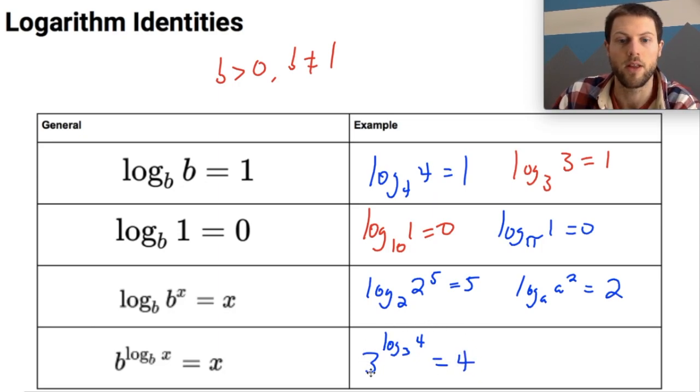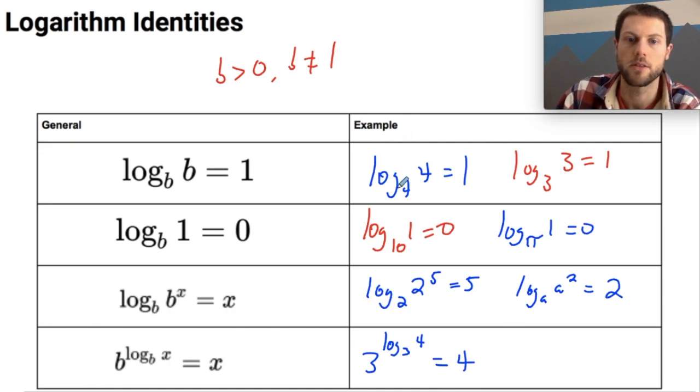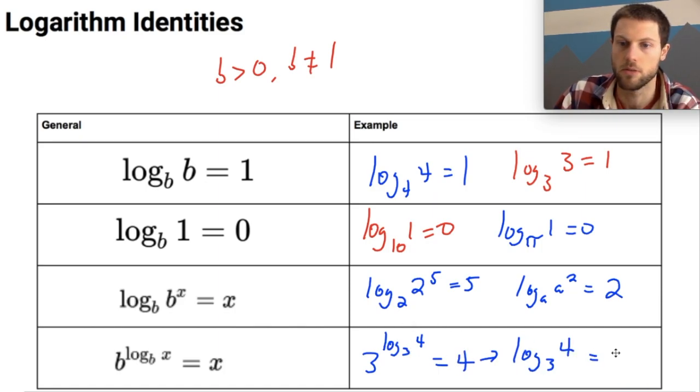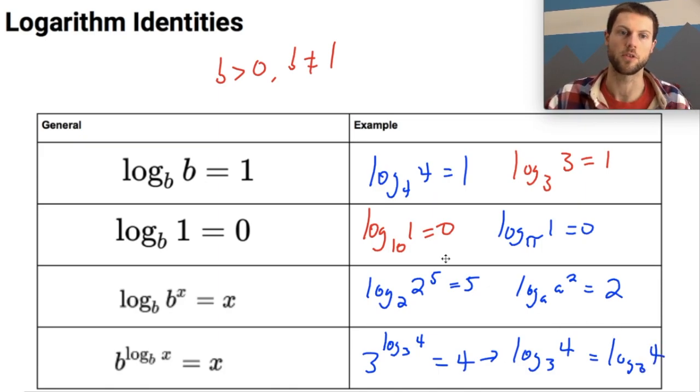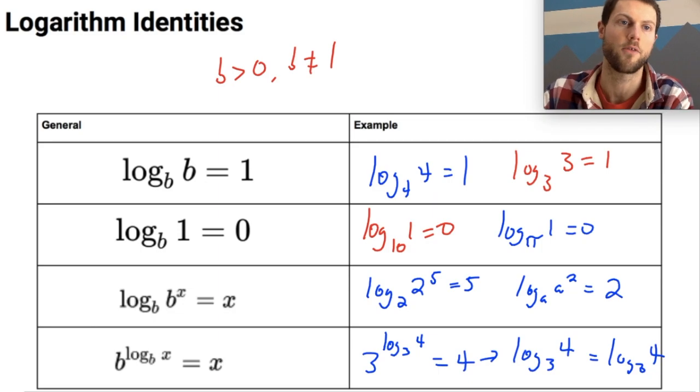And you can actually rewrite this in logarithmic form. If this is my base and this is my exponent, I could write this as log base 3. Actually, let me go another color here. I could rewrite this exponent as, well, let's stay blue. Log base 3 of 4 equals the exponent, which is log base 3 of 4. So this is just an identity. It's something that's always true. Sometimes it'll be useful to know these things. So that's why we lead off with these.